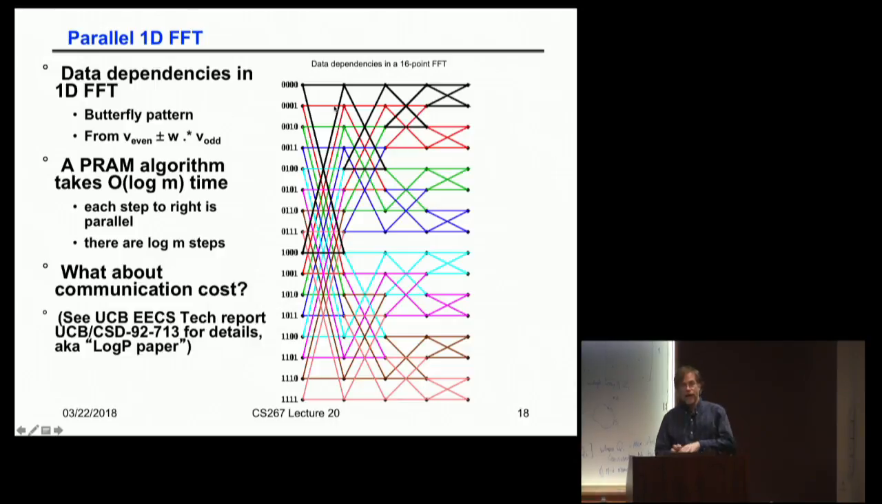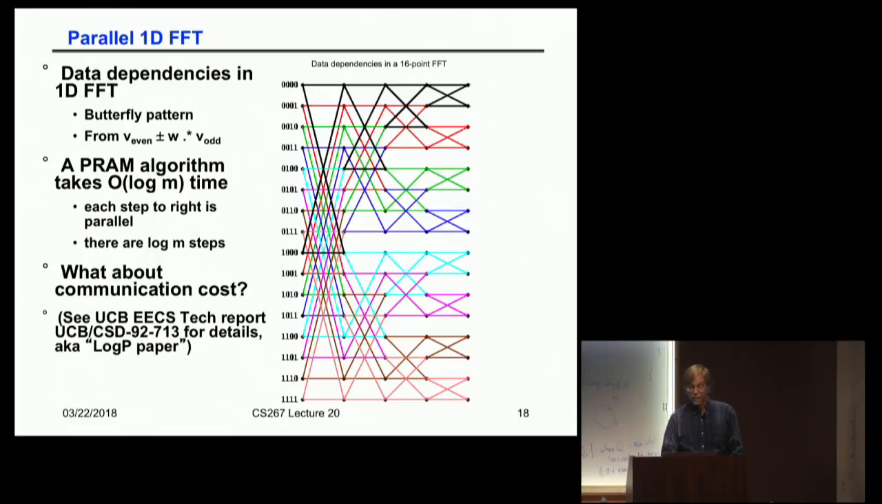And so the question is, how do I assign this to processors in a way that's load balanced and that minimizes communication? So I want to make sure there are few edges crossing from one processor to another. There are two natural ways that we talked about for laying out matrices and assigning work. One of them was blocked, and the other one was cyclic.